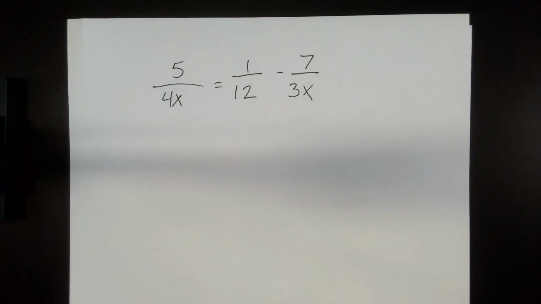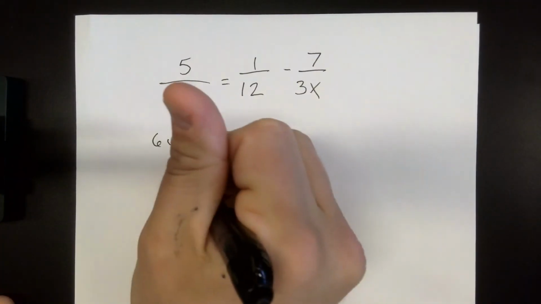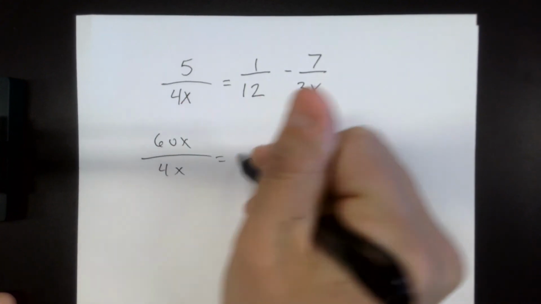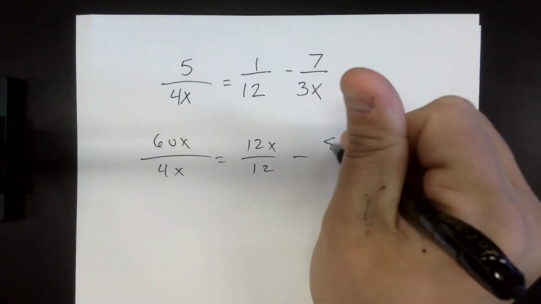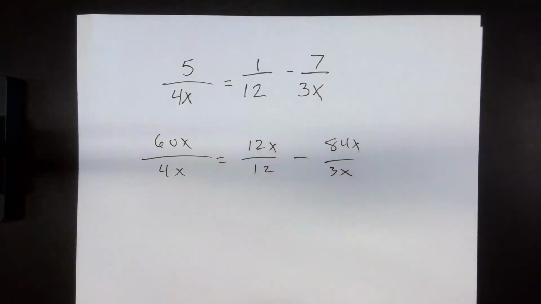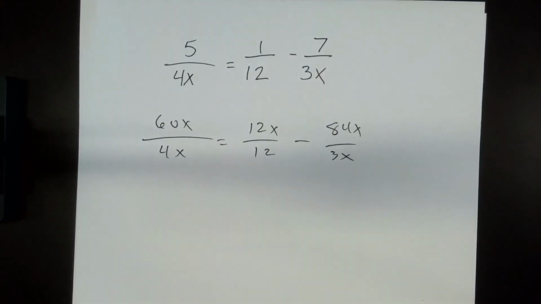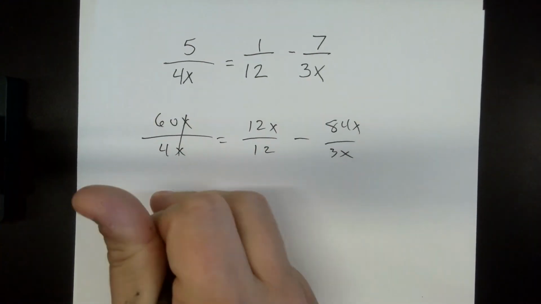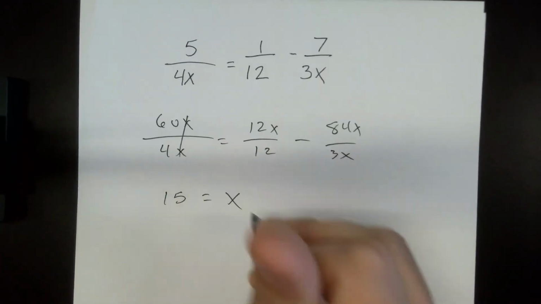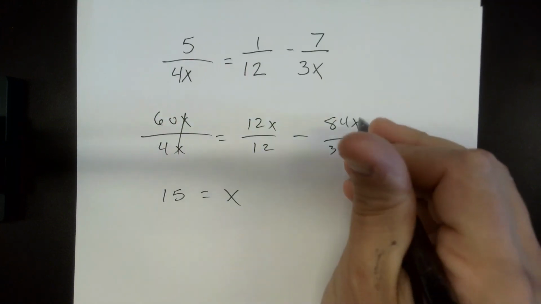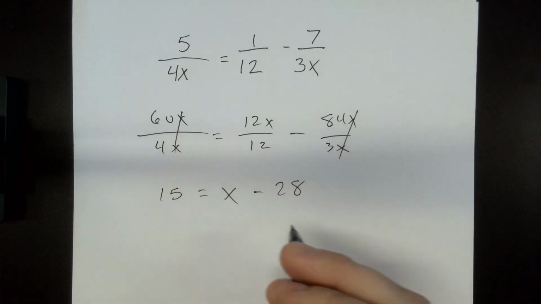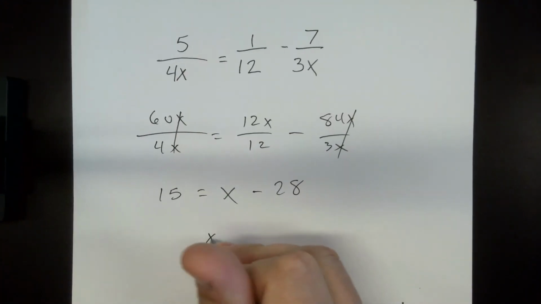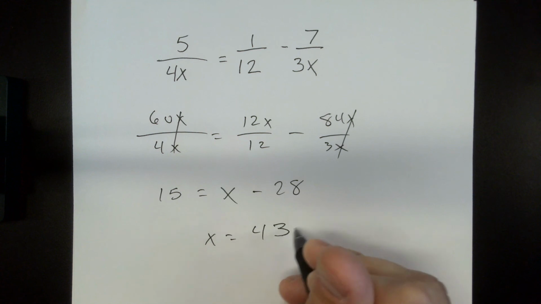Okay. What are we timesing them all by? 12x. That becomes 60x over 4x. 12x over 12. What's 12 is 80. Jeez, that's nasty, right? Not really. 15 equals x minus what? This is the easiest one of the whole day. X equals 43. Who got it right?